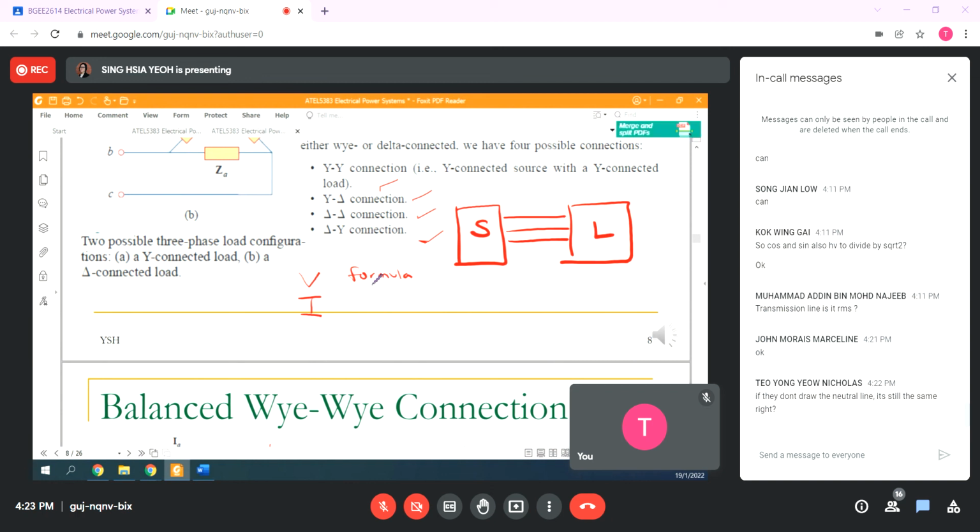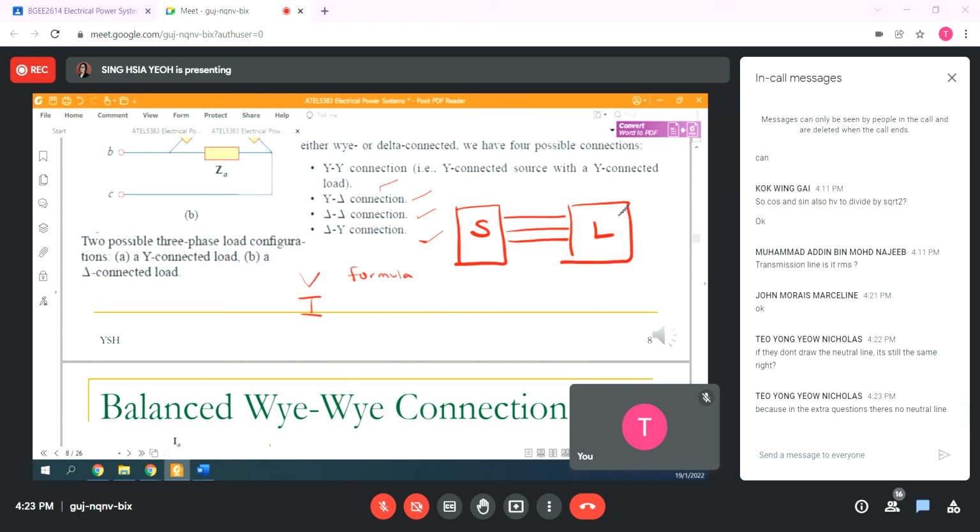They don't draw the neutral line. Normally for a Y connection there is a neutral line; supposedly they have the neutral line. Normally they will just ask you for the voltage or current here at the load side, which is normally given, and also at the transmission line side. So you can ask yourself, from here to here, you drag from source to load and see whether they are the same or not. If they are the same, then you know what the meaning of same is.